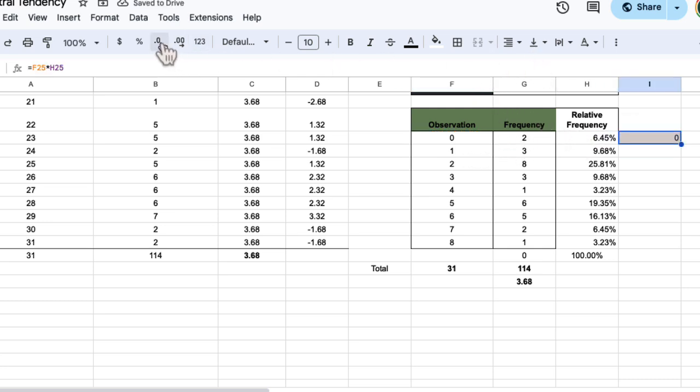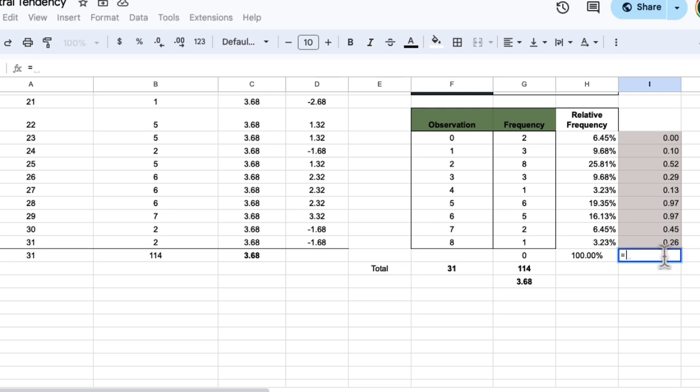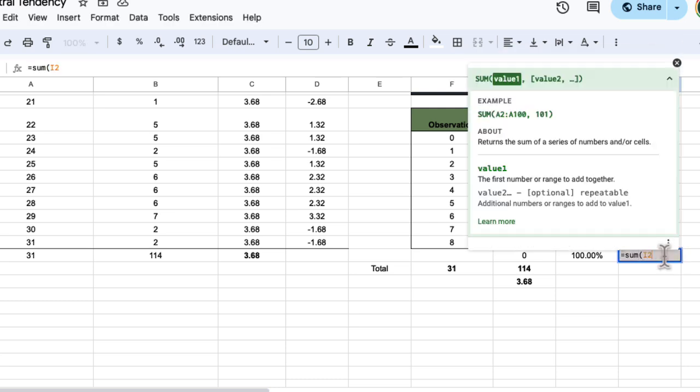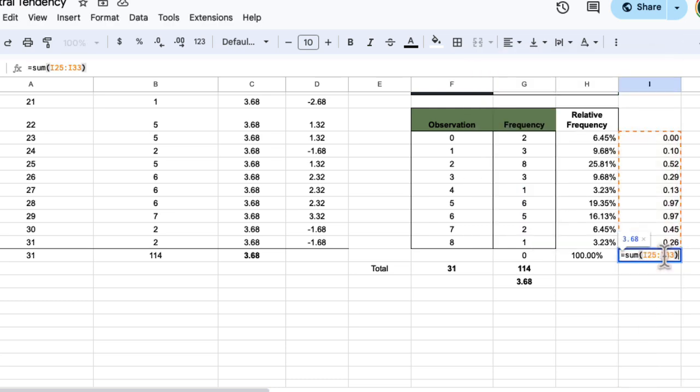I'll go out a little bit, add more decimals, and as I go down, look at what happens. Equals SUM I25 to I33. I get 3.68, which is the average we've had all along. Notice in this example, I don't need to divide by 31 because I divided by 31 every single time with each of these values.